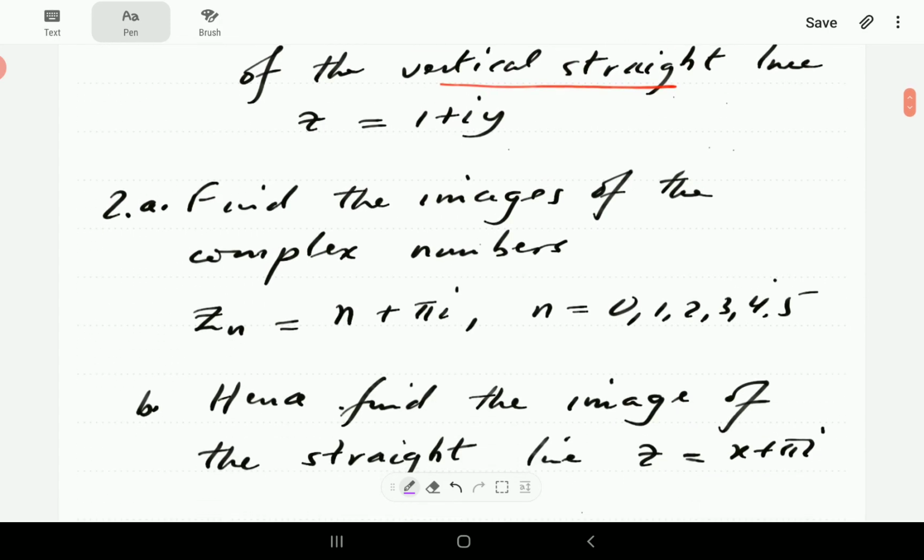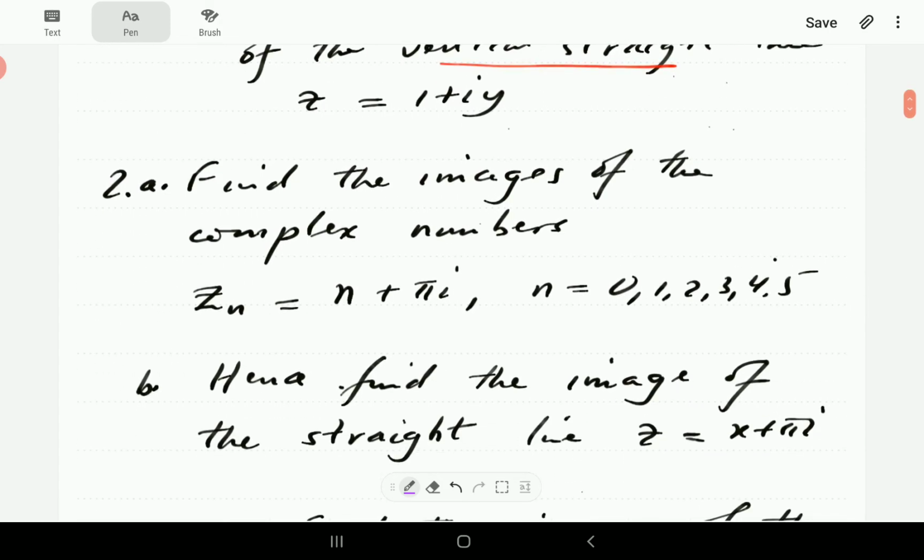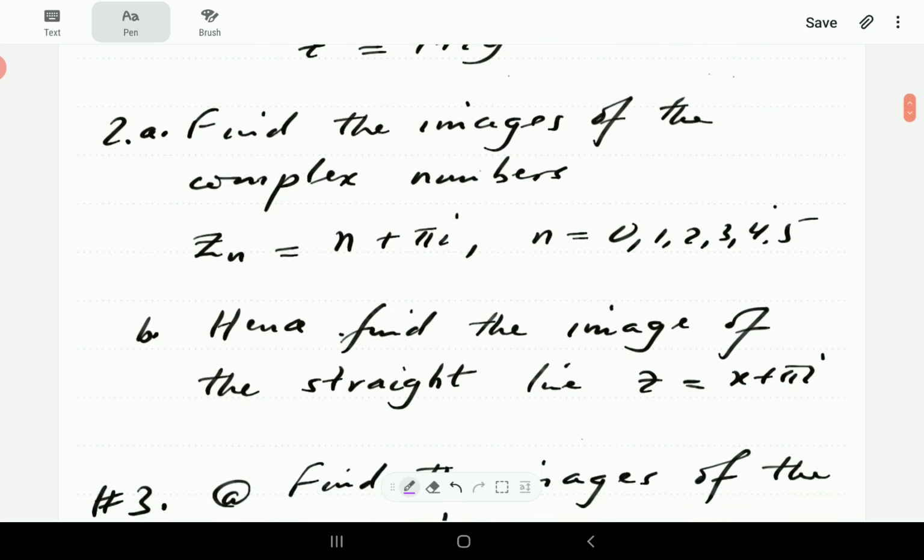In number 2, we've got a similar question: find the images of these points, where n runs between 0 and 5. Then hence find the image of the straight line z equals x plus pi i. We recommend that you have a go at this one, and then when you go to our next video, you're going to find the solution of this example number 2.